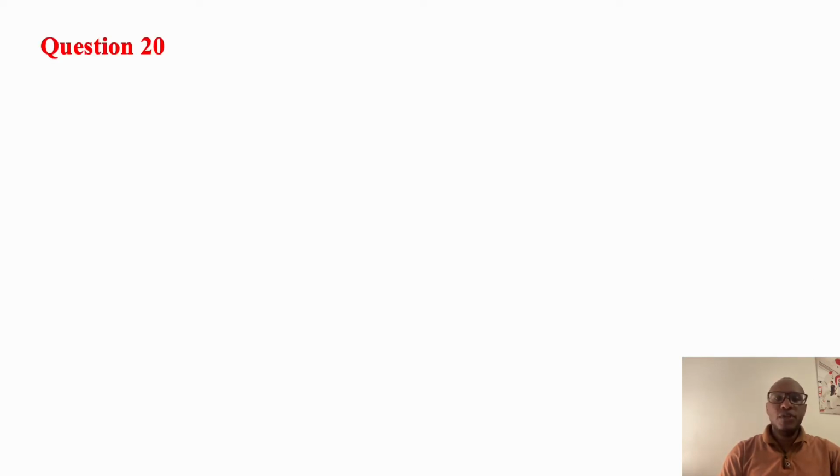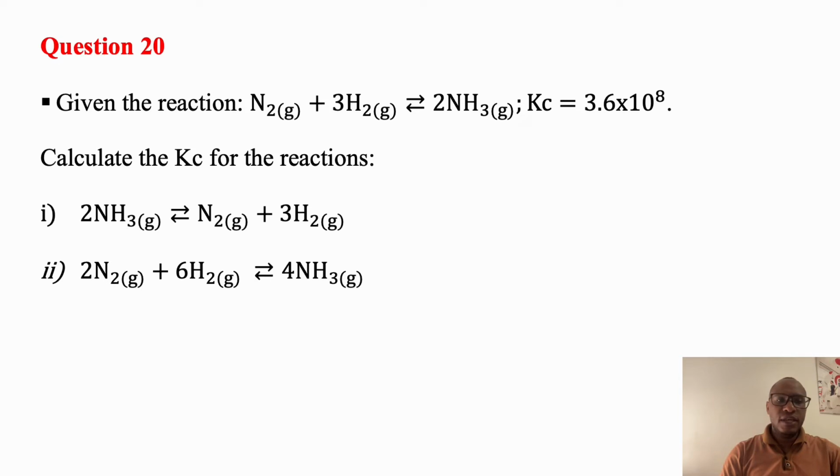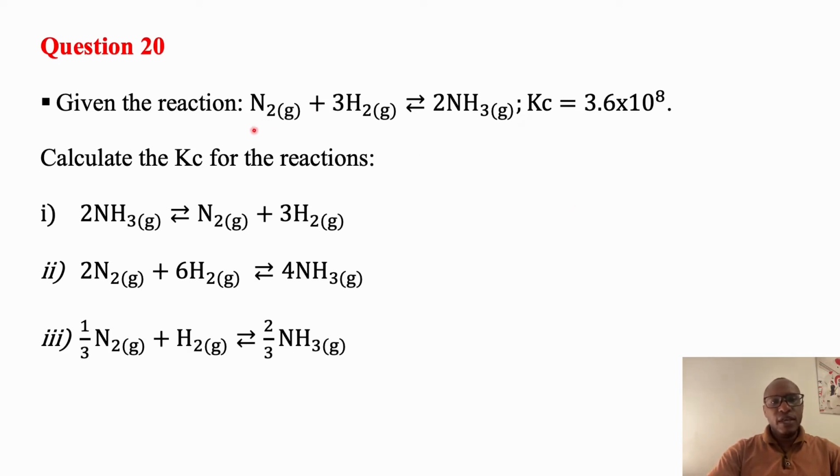Now let's go to question 20. Question 20 is saying, given the reaction, they have given the reaction with Kc. Then they are asking to calculate the Kc for this reaction. For example, the reaction that was given here, we have 1 mole of nitrogen, 3 moles of hydrogen, which gives 2 moles of ammonia, and the Kc was given. Now they are asking, here we have 2 ammonia. Where do we have 2 ammonia?